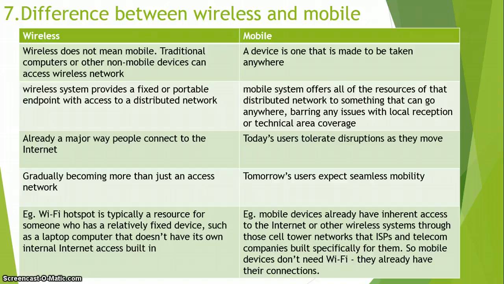The example for the mobile section is that a mobile device already has inherent access to the internet or other wireless systems through those cell tower networks that ISPs and telecom companies built specifically for them. So a mobile device does not need Wi-Fi. They already have their connection.